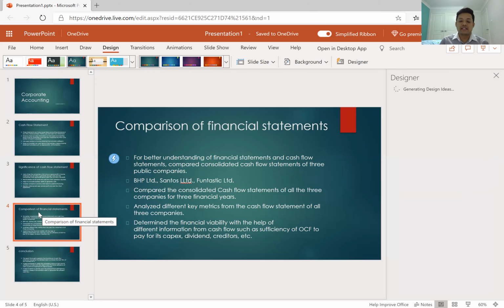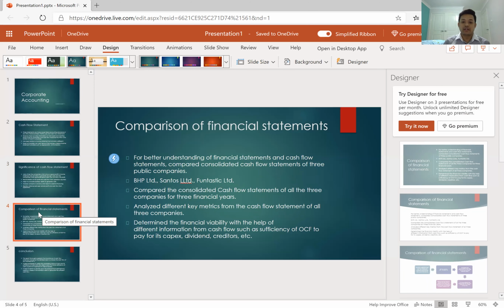During the process of the assignment, we were asked to compare the financial statements of three different public companies for a better understanding of the income statement as well as the cash flow statement. The three companies were BHP Limited, Santos Limited, and Fantastic Limited. During the assignment, we compared the consolidated cash flow statements of all three companies for 3 financial years.